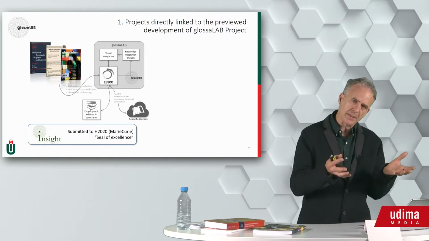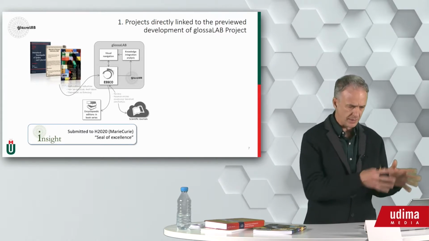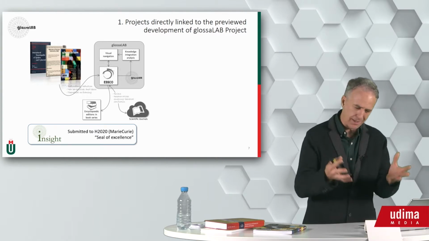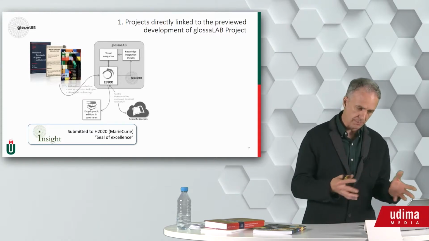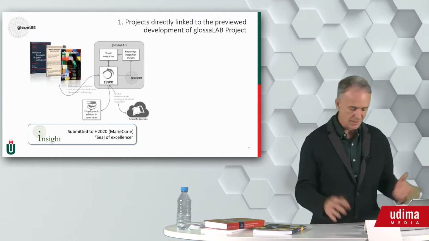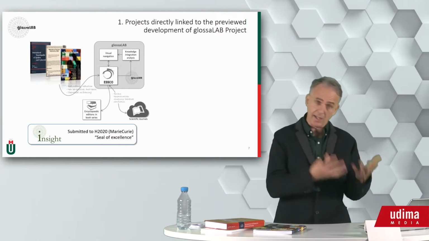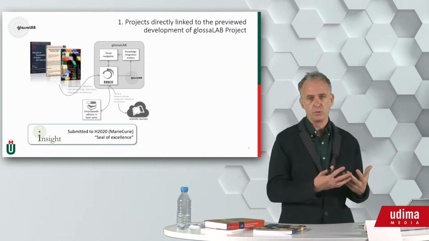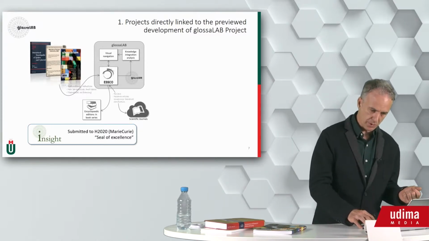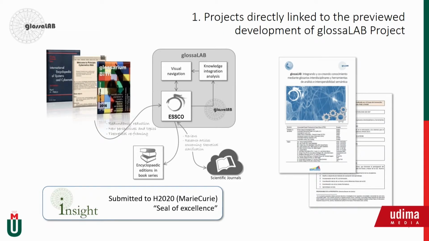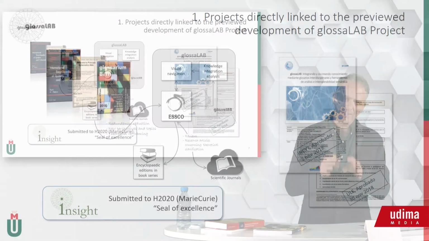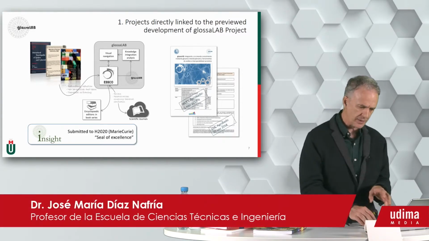With this concept, we proposed several projects. One of them is the glossaLAB project that is starting right now, which I'm describing here. We also proposed something very similar in the Insight project, submitted to Horizon 2020 in the Marie Curie Actions, and we got a seal of excellence. We were not financed, but this seal of excellence means that it is worth being financed by some other instrument of the European Union. The project that was presented in Ecuador was approved in October or November 2018, and another parallel project applying this to education was approved at the University of León.